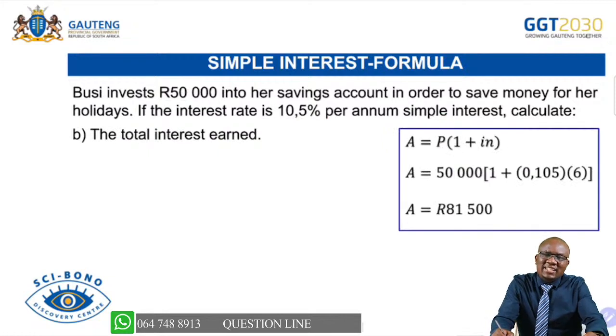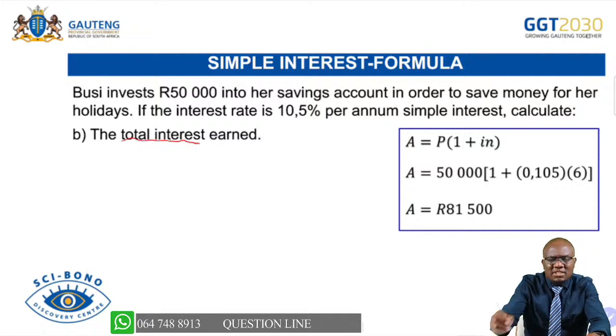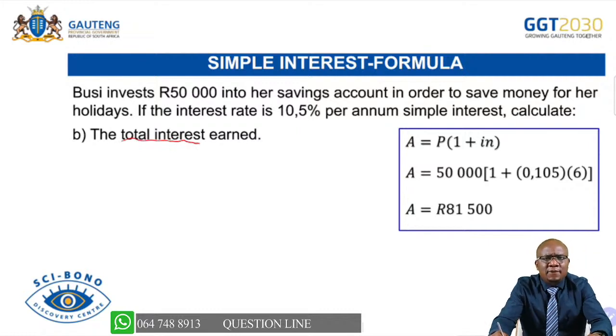The total interest earned. I promised you. What did I say? I'm going to explain what interest is and what interest rate is. What do you think these two things are? What is the difference between interest and interest rate? It says, let's calculate the total interest. What is the difference? Grade 11s, 30 seconds, please discuss this. What is the difference between interest and interest rate?